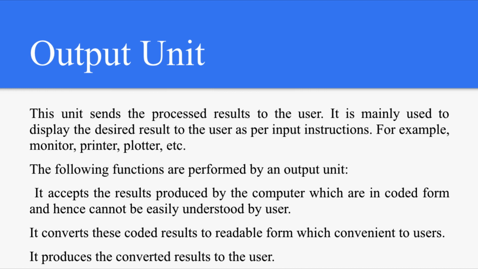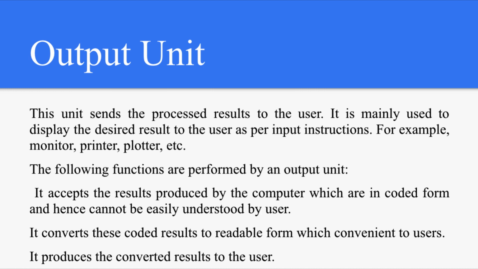1. Accepting coded results. The output unit receives results from the computer, but here's the catch: these results are in coded form. They're like a secret language that the computer understands but might not make sense to us. 2. Conversion to readable form. Acting as a translator, the output unit converts these coded results into a readable form. It takes the computer's secret code and transforms it into something convenient and understandable for us.